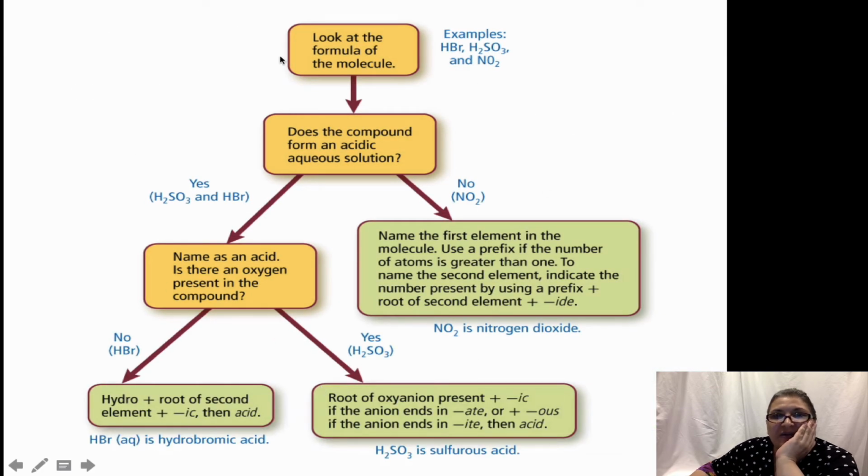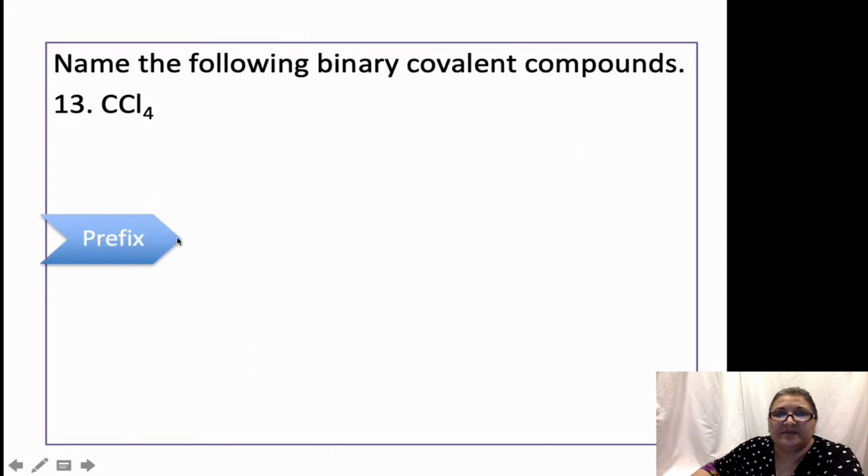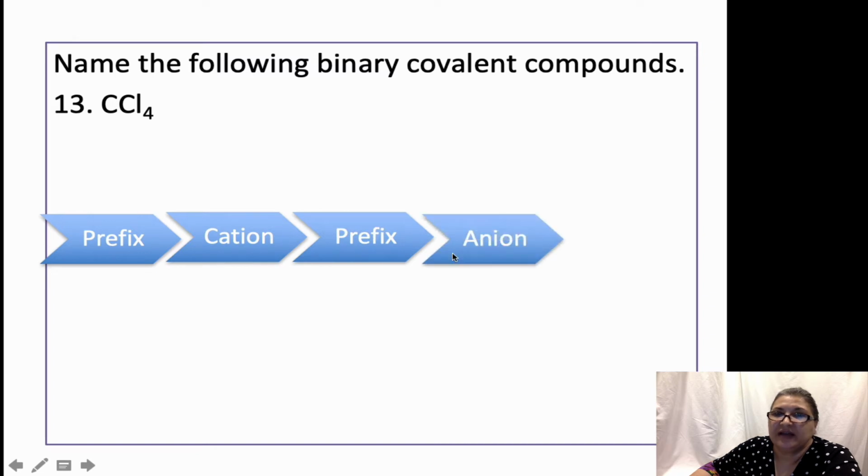Now you can pause, of course, and take a look at this. It's summarizing all the rules here, but we're just going to dive in and practice. But you can just pause and see if you can figure that out. Name the following binaries. So we're going to start by naming binaries. I developed a kind of steps in naming. So prefix, the cation, prefix, anion, and then an ending IDE.